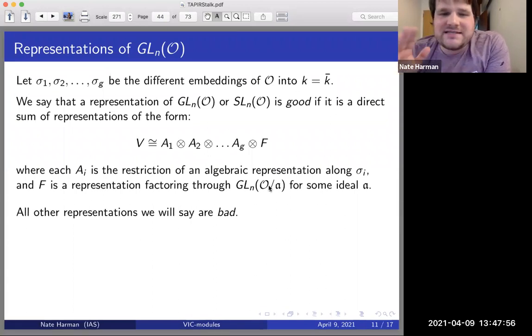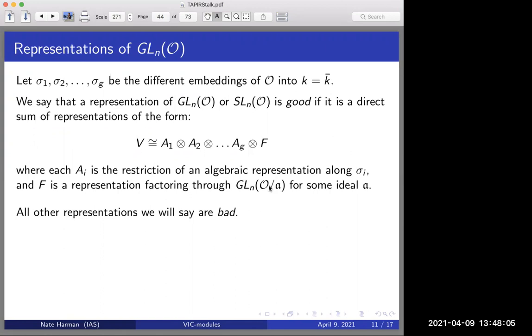Really, what I want to say is that good and bad are conditions on the irreducible or indecomposable components, and think of it that way. Also, all the other ones.